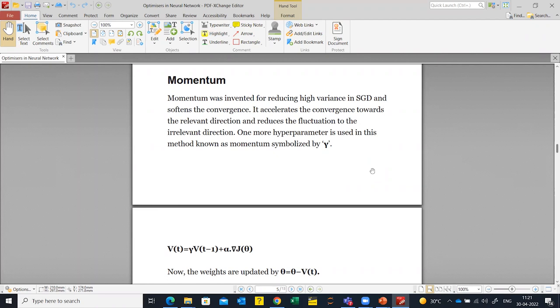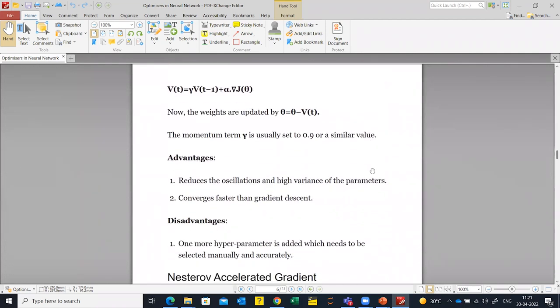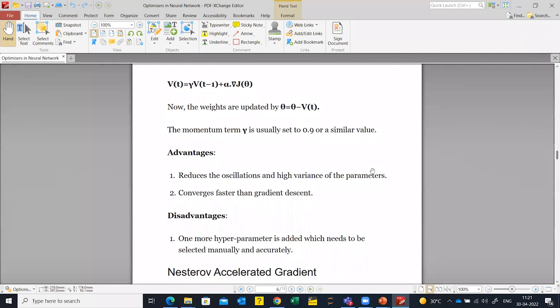One more hyperparameter is used in the method, which is symbolized by, we call it chi, okay? Now the weights are updated often. So the momentum term is usually set to 0.9 or a similar value. Now the advantage with momentum is that it reduces the oscillations and high variance of the parameters. It converges faster than gradient descent, obviously, because it knows where the minima is and it gives a direction to the data set or the particular optimizer. So it converges faster than gradient descent.